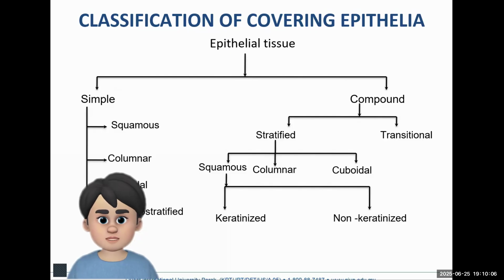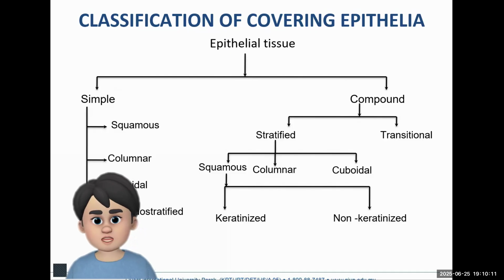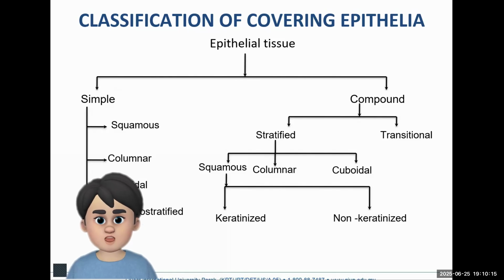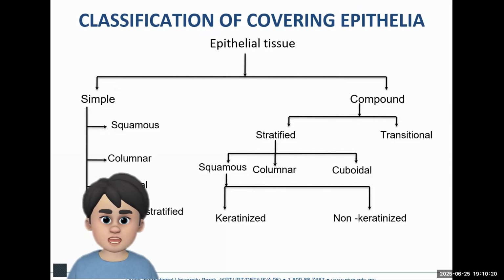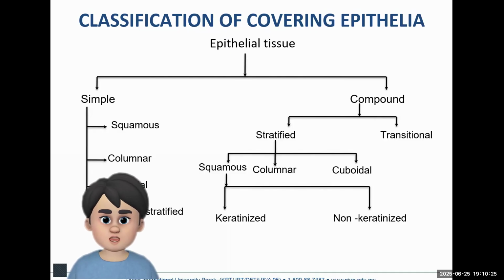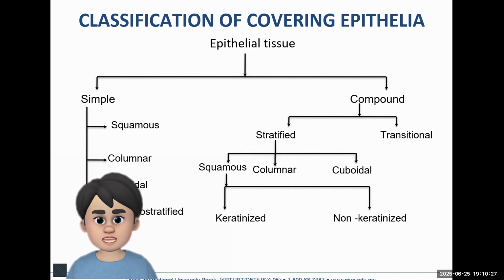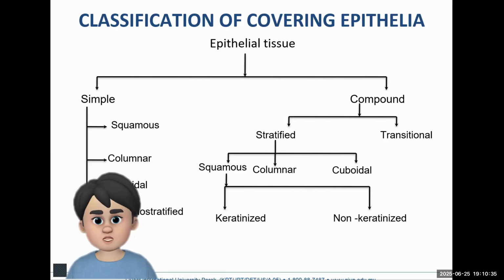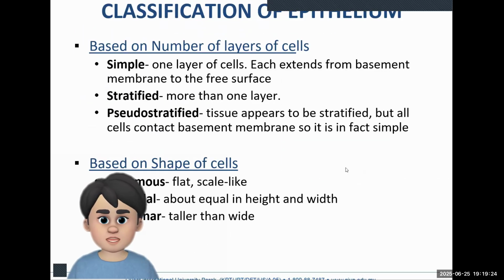Classification of covering epithelia. You are dividing it into two main parts, simple and compound. Simple one: squamous, columnar, cuboidal, pseudostratified. Compound one we are dividing into two, stratified and transitional. Stratified we are dividing into three: squamous, columnar, and cuboidal. And squamous we divide into two, keratinized and non-keratinized. It is important to know for each part, you should have an example for each part.